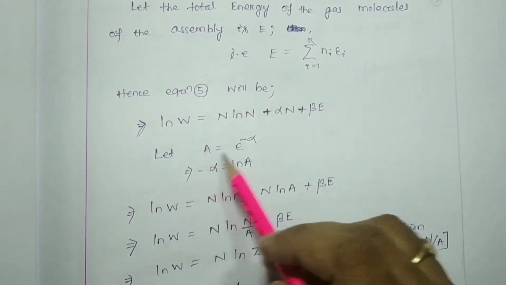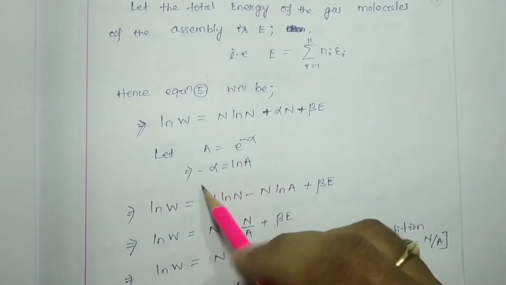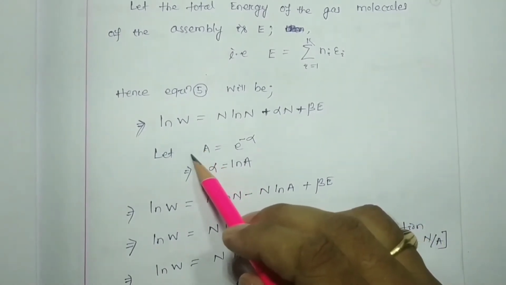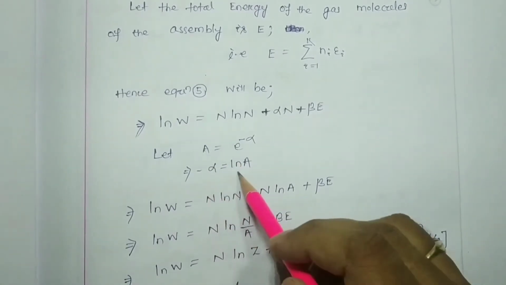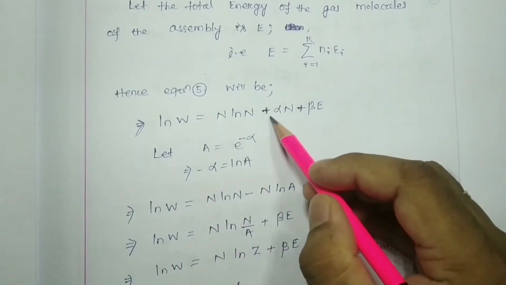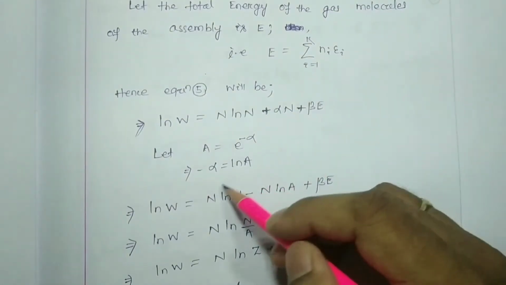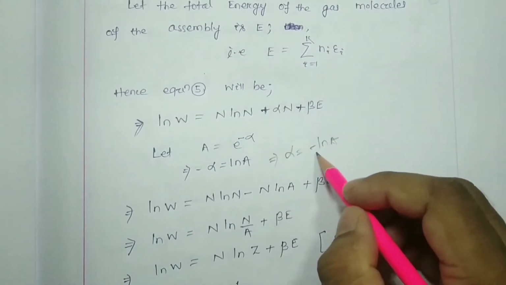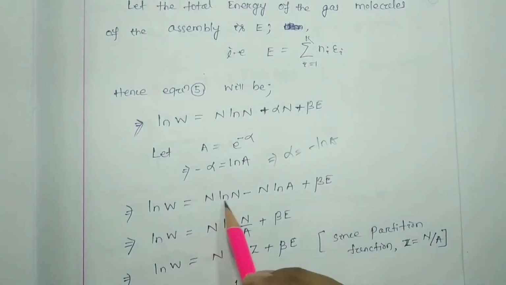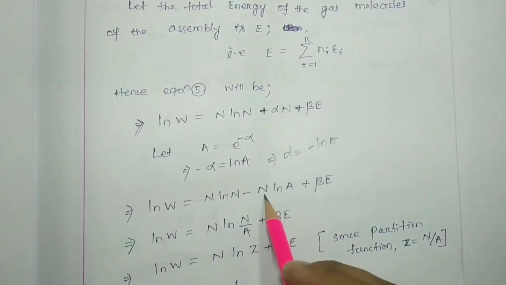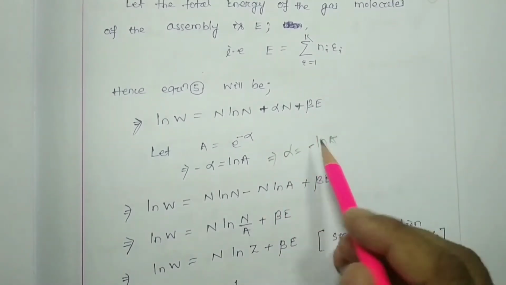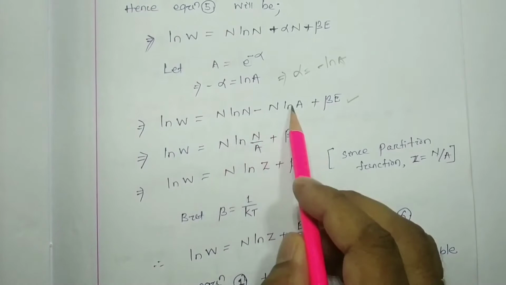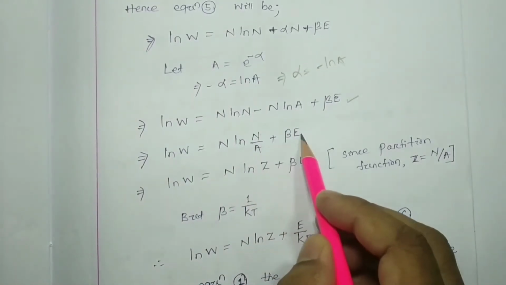Now let A equal to e to the power minus alpha, or we can write alpha equal to ln A. You just have to take ln on both sides. We find minus alpha will be ln A, which implies alpha equal to minus ln A. So instead of alpha, I can write minus ln A. So ln W will be equal to N ln N minus N alpha, with alpha being minus ln A, so minus N ln A plus beta E. These two terms collectively can be written as N ln (N by A) plus beta E.